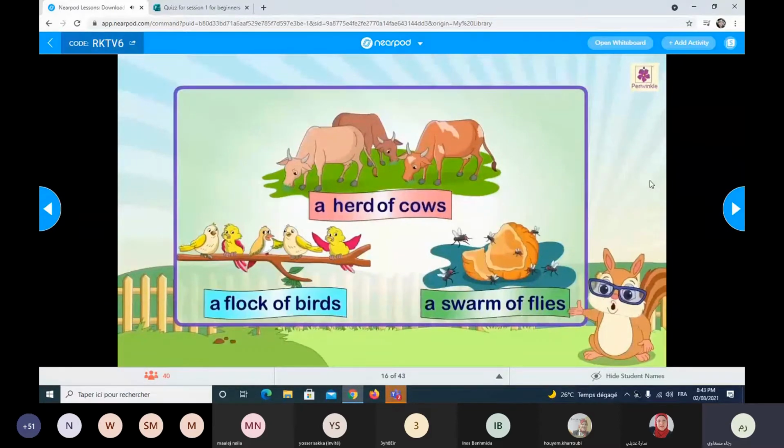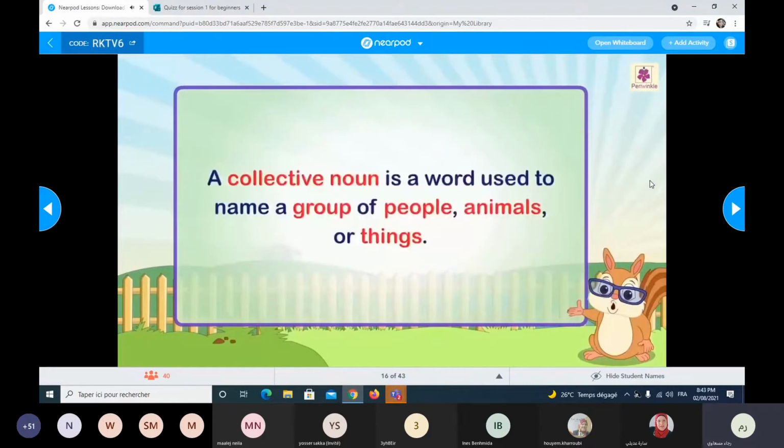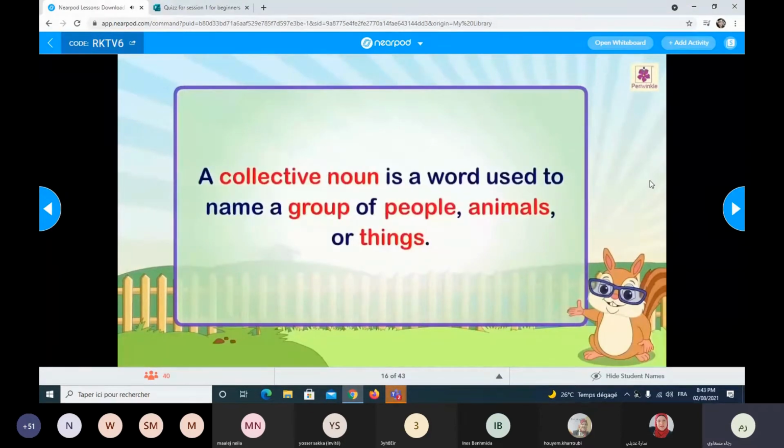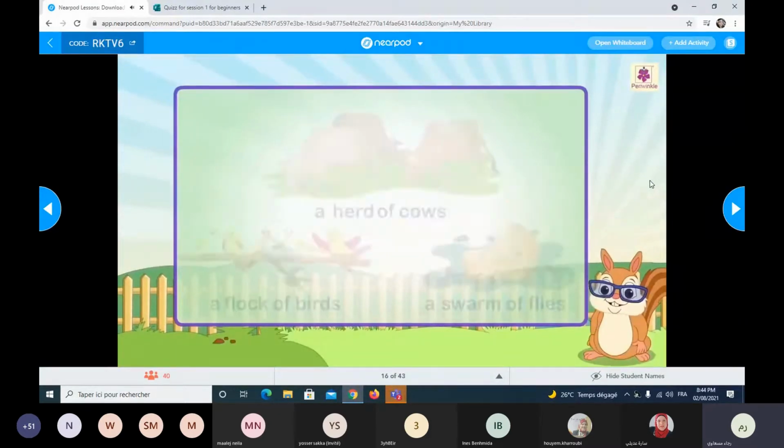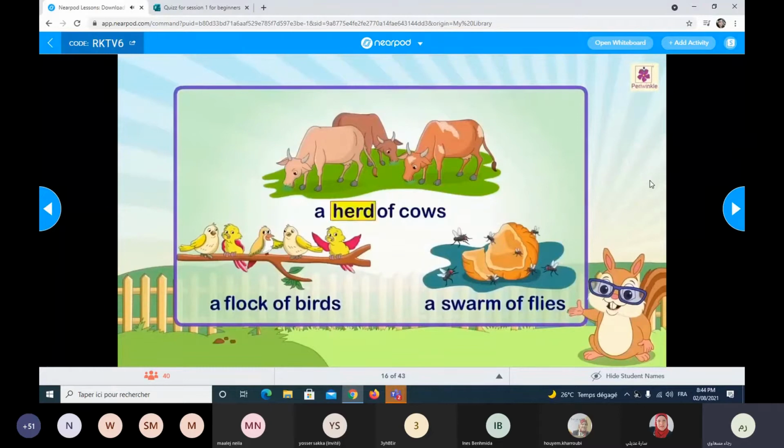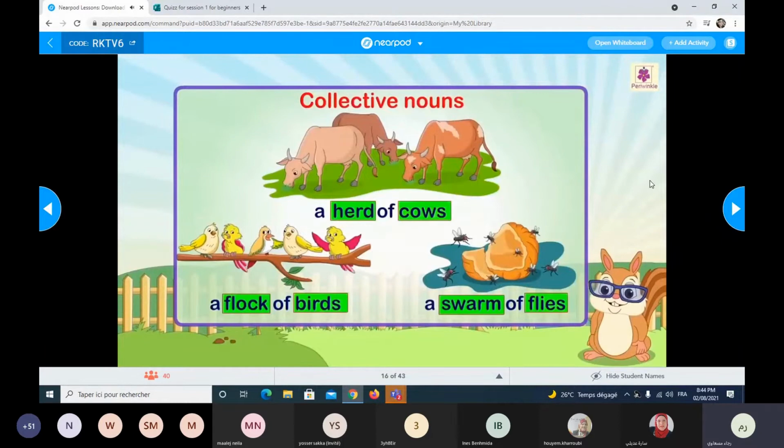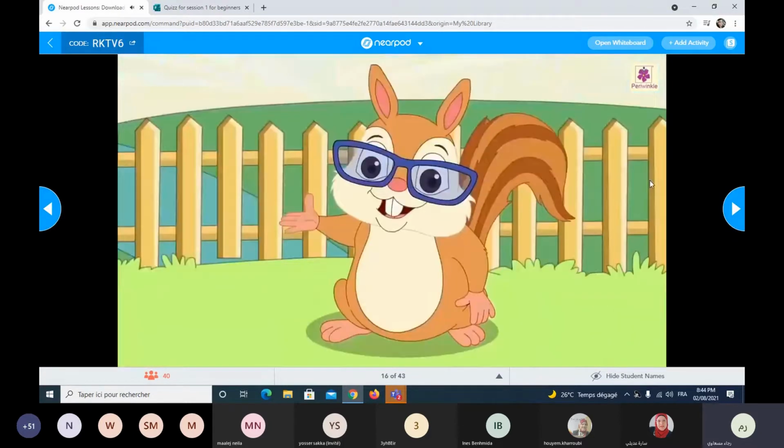Some common nouns have a special name when they are in a group. A collective noun is a word used to name a group of people, animals, or things. The words herd, flock, swarm are collective nouns used to refer to groups of cows, birds, and flies respectively. Let us look at some more collective nouns.